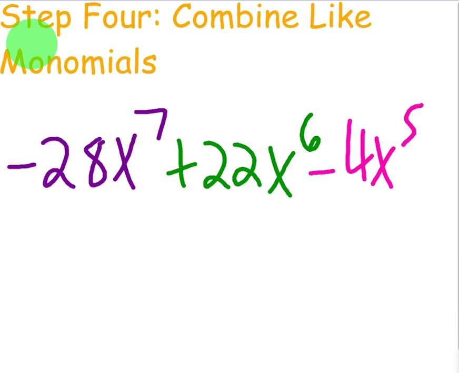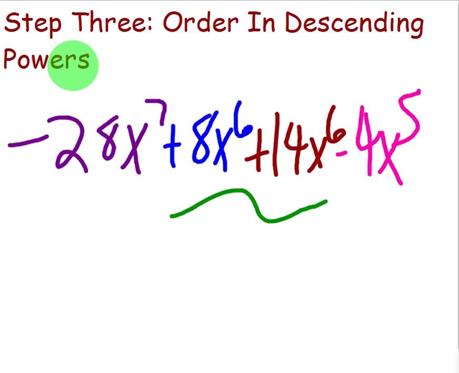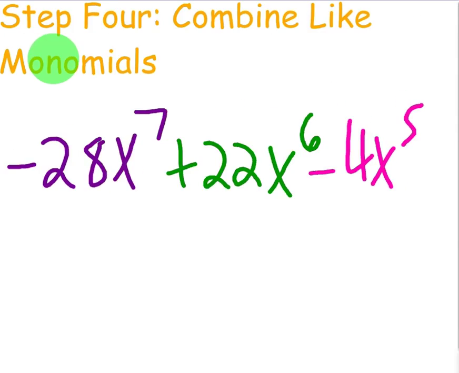Step 4, I'm sorry. Step 4 is to combine the like monomials. So notice these 2 in the middle both have a term of x to the sixth, so we need to add the coefficients, and we will get 22x to the sixth. 8 plus 14 is 22. So now we just have 3 terms.